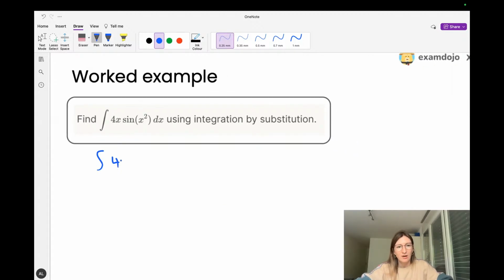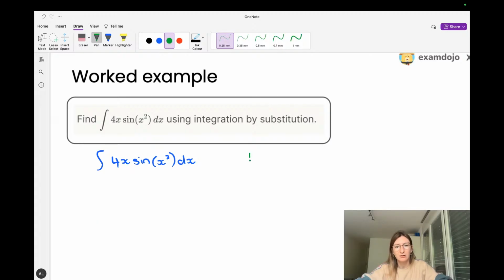So we have 4x sine x squared. In SL, you are not going to be able to do integration by parts, which is what you would usually do with that in an HL course. But you can do substitution with this, because if I have this being my inner function, when I differentiate that, I'm going to get 2x, which is going to cancel with this x over here. So I want to get rid of that x and just have my function here.